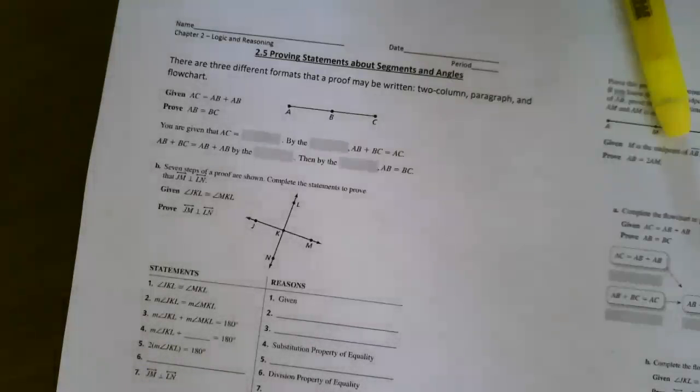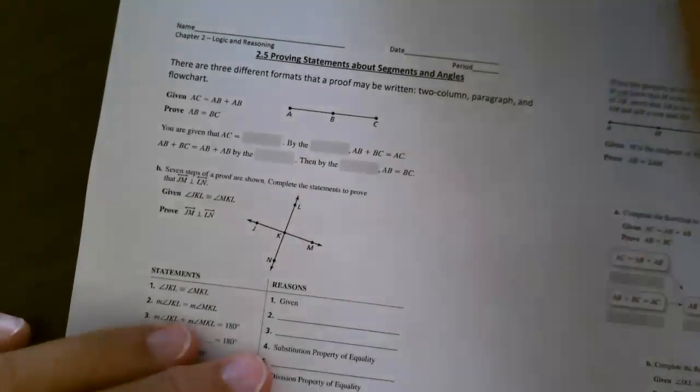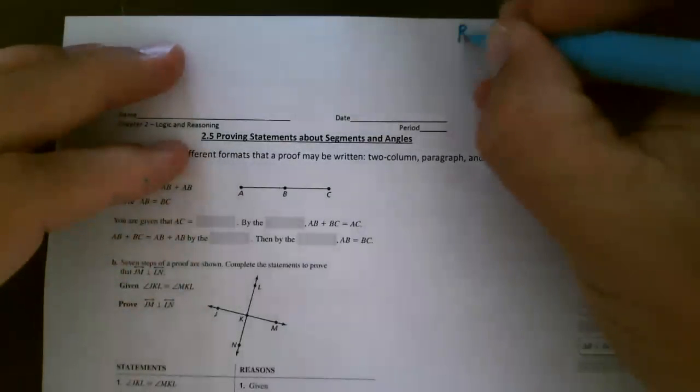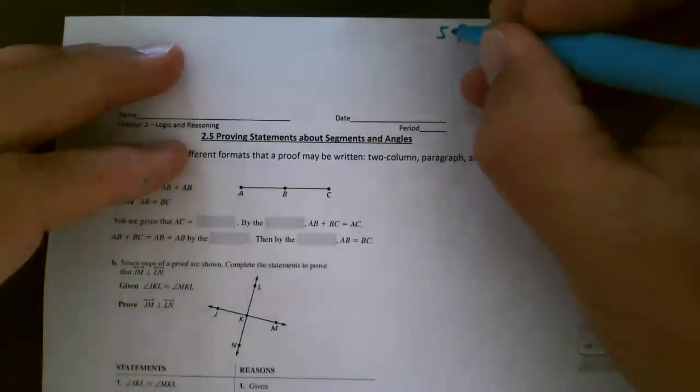Okay, so on that paper, again, like I said, we're going to try and go through as much as possible. On the first part of this, before we even get started, I want to make sure we understand something with proofs. With proofs, there are only 5 things that you can use as reasons. So up at the top somewhere, I don't care where you put it, but I want you to write 5 reasons.